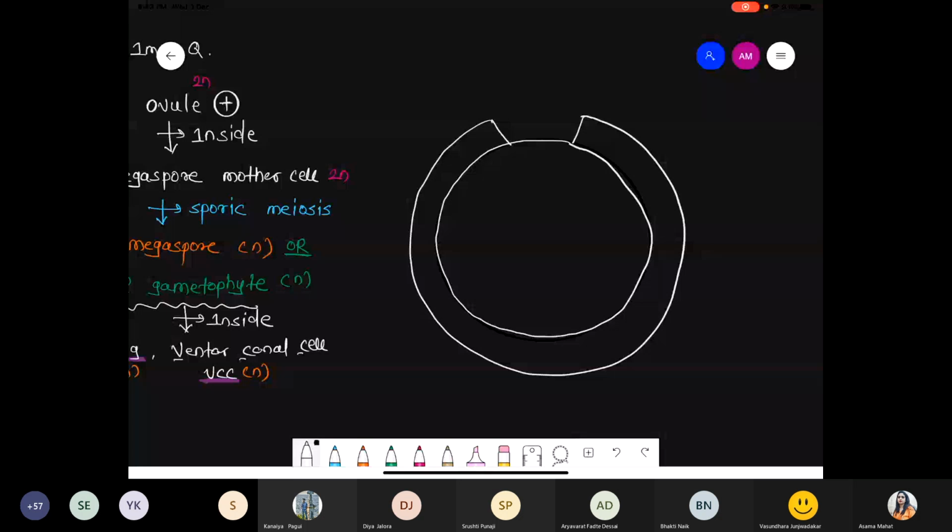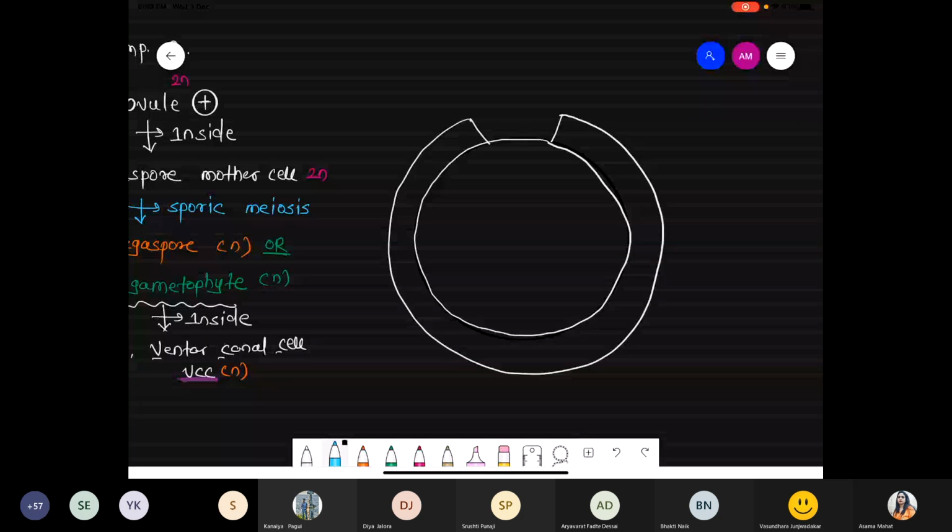This end, where the mouth is open, means if you see it's not attached, that end is called the micropyle end. These are part of 12th standard, but quickly we are revising a bit here. This is the micropyle end, and exactly opposite to the micropyle end, this is called the chalazal end.